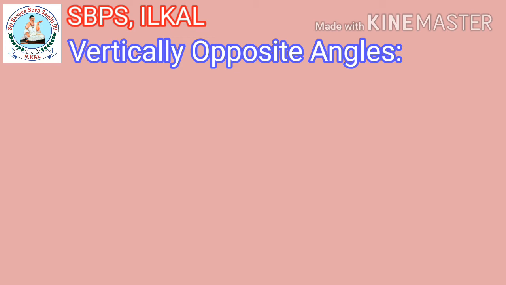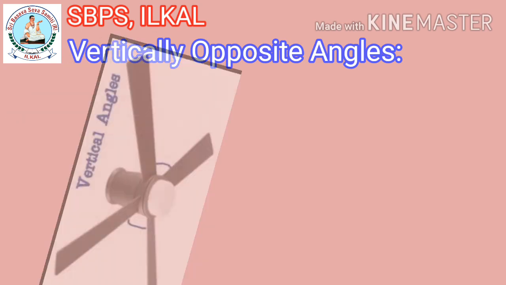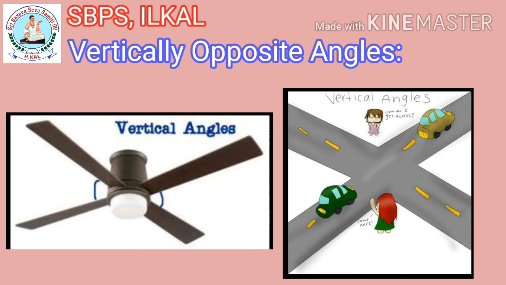The next word is vertically opposite angles. When two lines intersect, the vertically opposite angles so formed are equal. Some real life examples are here, children. Observe these. If you consider these four wings as two line segments, you can observe that vertically opposite angles are equal. Observe this traffic, children. Four roads meet at a point. If you consider the four roads as only two line segments, you will understand which angles are vertically opposite.